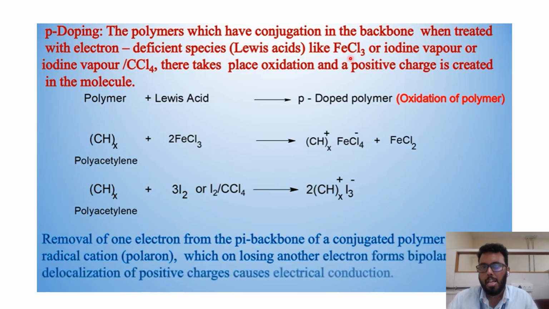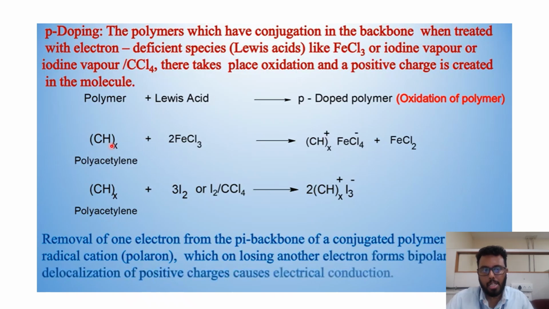The best example is ferric chloride, FeCl3, or iodine vapor, or iodine vapor and carbon tetrachloride. Any one you can take, and when you treat this polymer backbone with this Lewis acid, then oxidation will happen and it will introduce a positive charge in the molecule. So you're taking polymer and Lewis acid, FeCl3, and then the p-doped or oxidized polymer form will be formed, which means positive charge will be introduced.